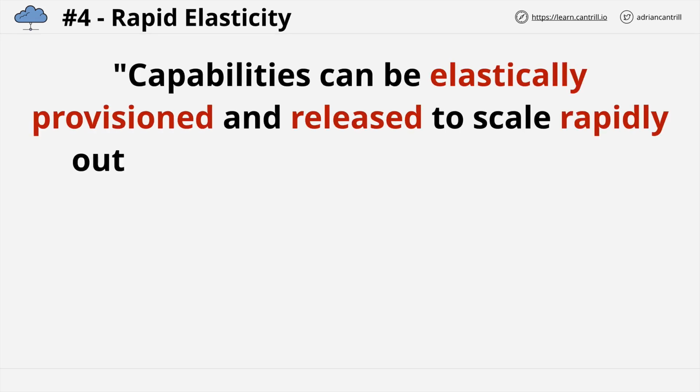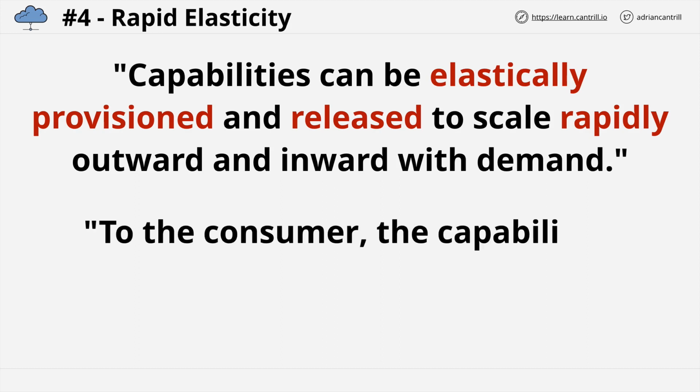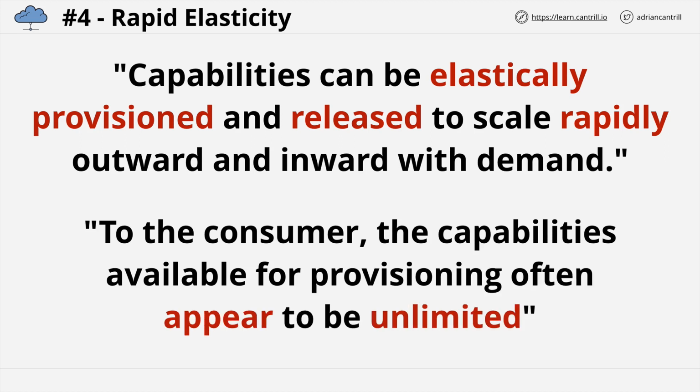But on to characteristic number 4, which is rapid elasticity. The NIST document defines this as capabilities can be elastically provisioned and released, in some cases automatically, to scale rapidly outward and inward commensurate with demand. To the consumer, the capabilities available for provisioning often appear to be unlimited and can be appropriated in any quantity at any time. Now, I simplify this again into 2 points. First, capabilities can be elastically provisioned and released to scale rapidly outward and inward with demand. And in this case, capabilities are just resources. And second, to the consumer, the capabilities available for provisioning often appear to be unlimited.